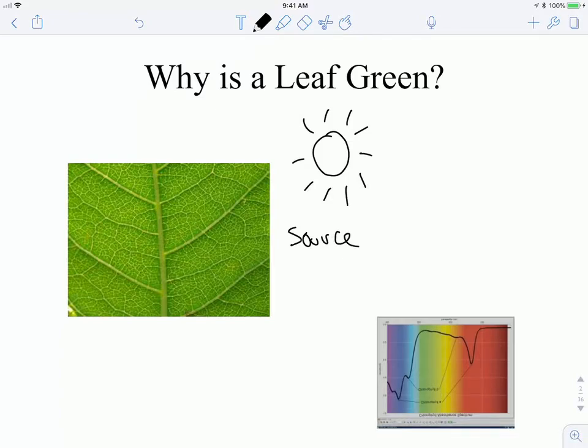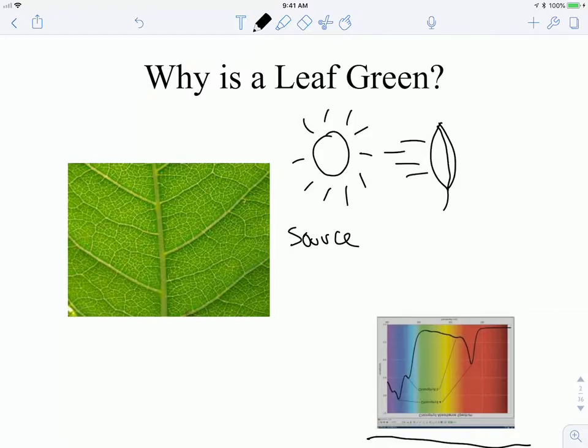And the thing that you need for infrared spectroscopy or for visible spectroscopy, which is how your eye works, is a source that emits a lot of different wavelengths of light. So the whole spectrum of light from red all the way through to purple. Then what you have is your leaf, and the light is shining through the leaf.